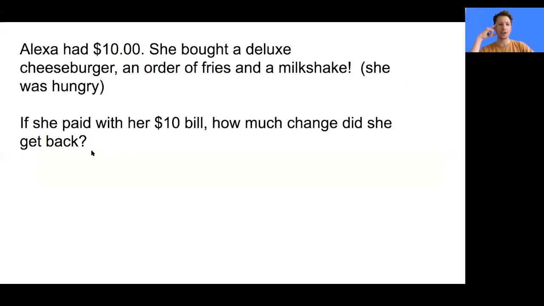So boys and girls, this is called a multi-step problem. And what you have to do first is, I like to underline some of the information that I know. So Alexa, she's got $10. And then I like to underline what she ordered. She ordered a deluxe cheeseburger. So the first thing that I'm going to do is think, how much was the deluxe cheeseburger? And then an order of fries, and then a milkshake. So deluxe cheeseburger, order of fries, and a milkshake. Let's go back.